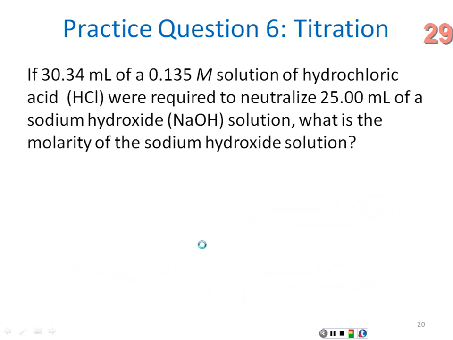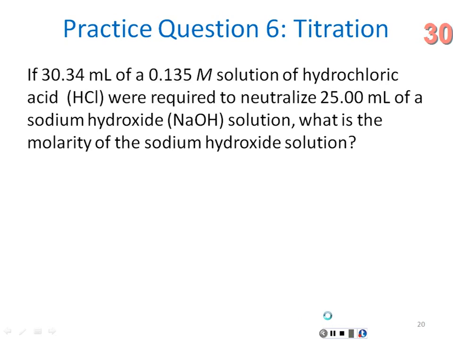So let's try a practice titration. If you have 30.34 mL of 0.135 molar hydrochloric acid, and you use that to neutralize 25 mL of NaOH, what is the concentration of the NaOH solution? So take a few minutes and then I'll go through this.